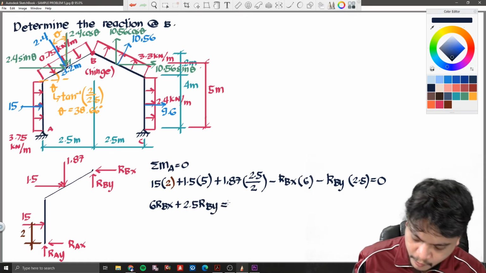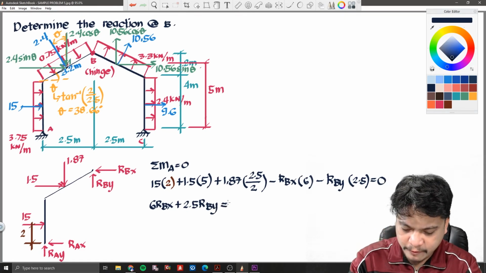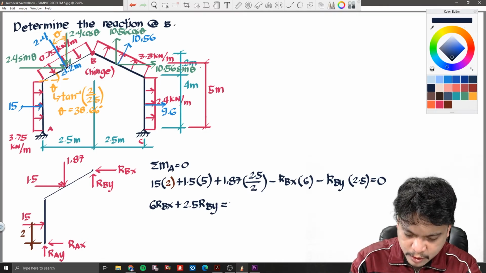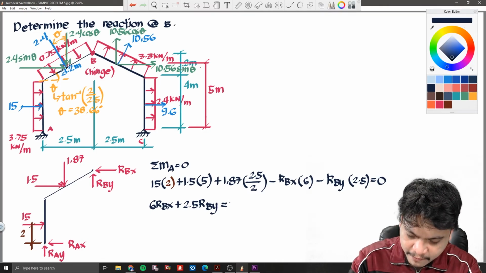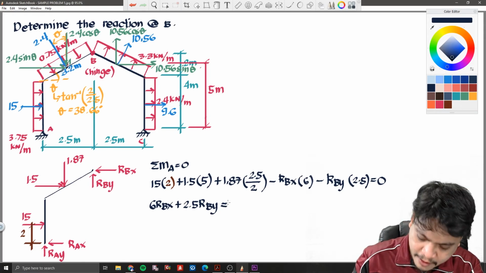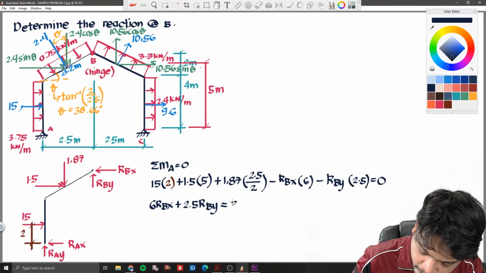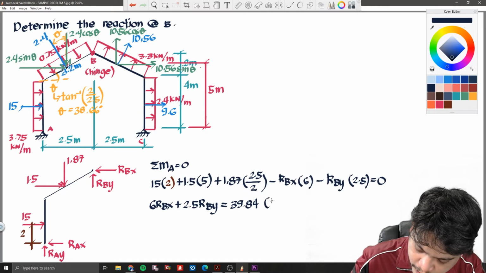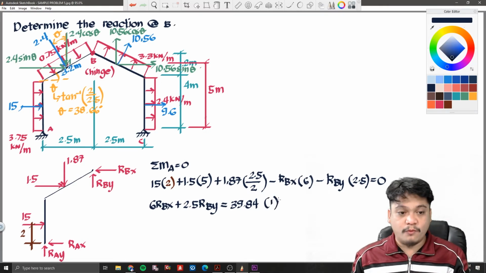And equal natin. So, 15 times 2 plus 1.5 times 5 plus 1.87 times 2.5 all over 2. So, you will be having here 39.84. So, this is now your equation 1.